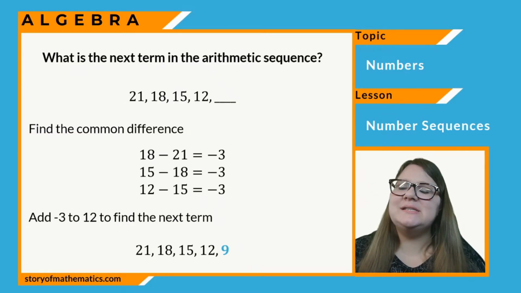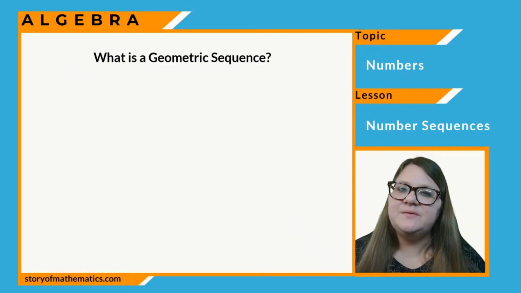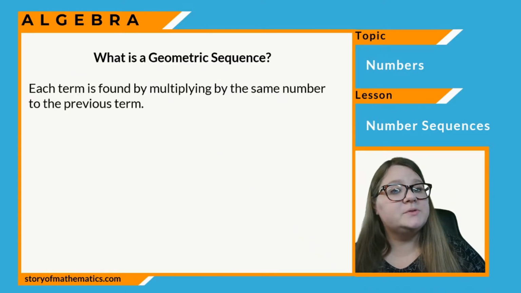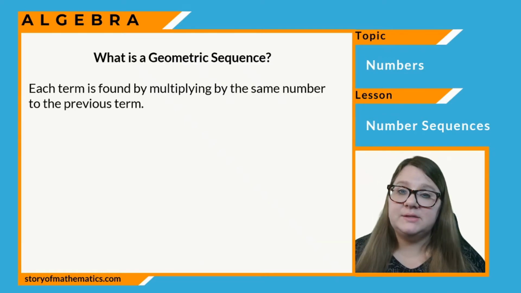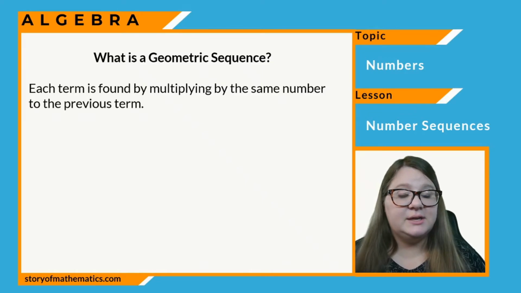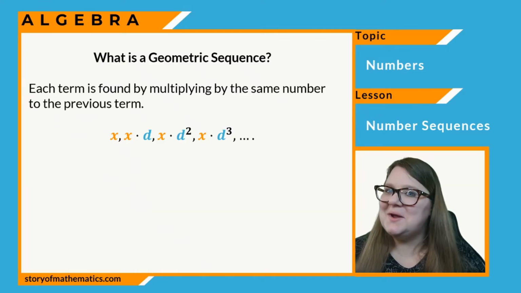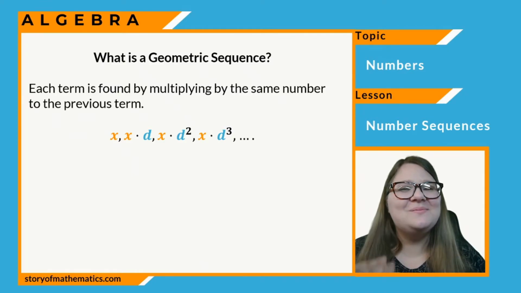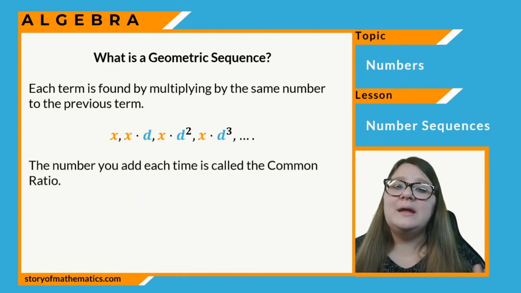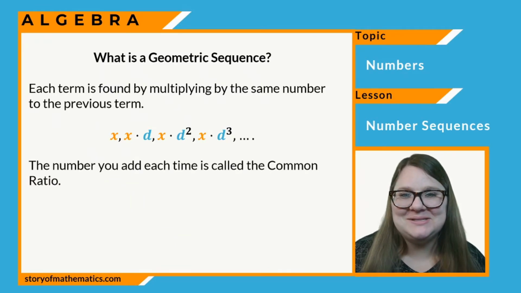Now, arithmetic sequences aren't the only type of sequence, though. Another one we might come across is a geometric sequence. This is very similar, except each term is found by multiplying the previous term by the same number. So it's multiplication this time instead of addition. So you'll notice that we have x, and then x times d, x times d squared, x times d cubed. So you're just going to multiply by that same number. That number, we call it the common ratio when we're working with geometric sequences.